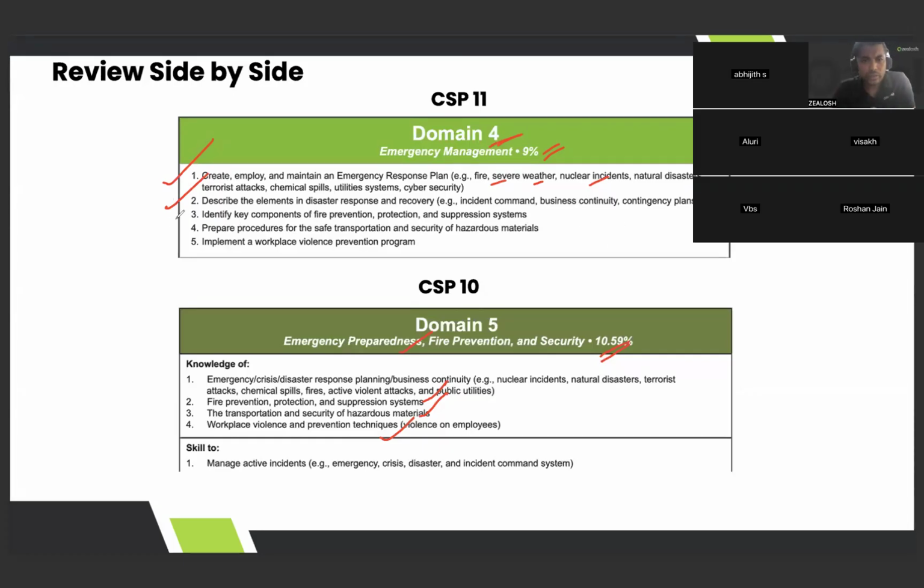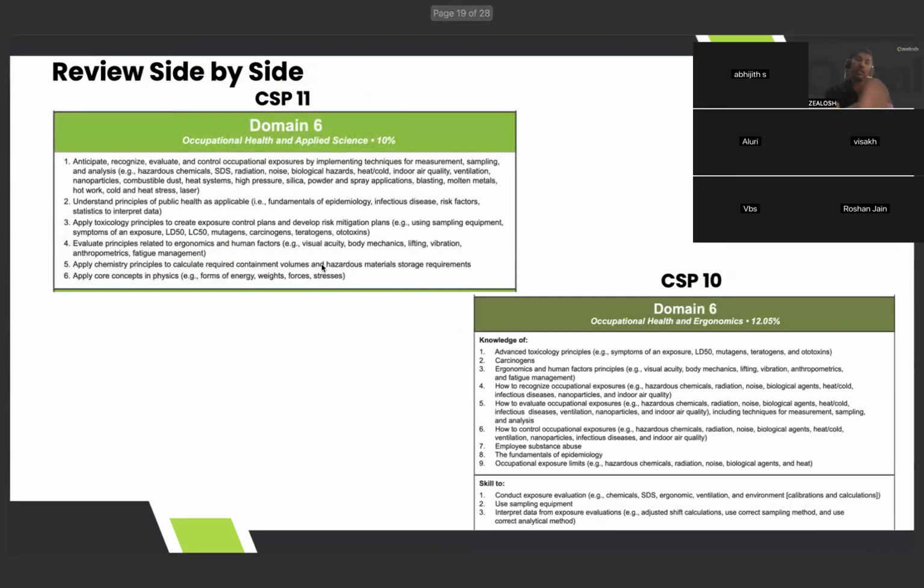Identify components of fire prevention and protection, same. Prepare procedures for safe transportation, same. Implement the workplace violence, it's exactly the same. Photocopy. Okay, so one of the reasons for me showing this is for you to not panic on seeing the new syllabus. What is the difference? Exactly the same. So the new domain number 4 was previously domain number 5. Now the new domain number 6 is exactly the old domain number 6.